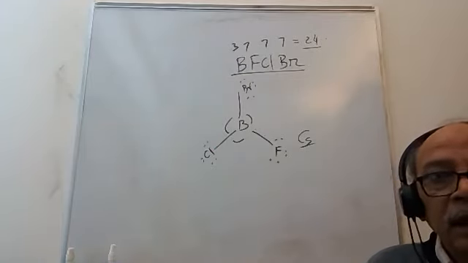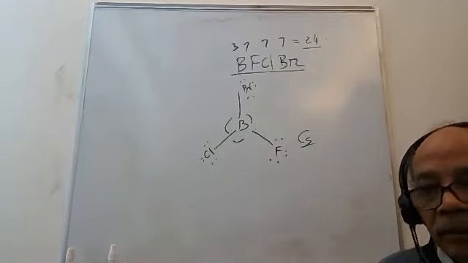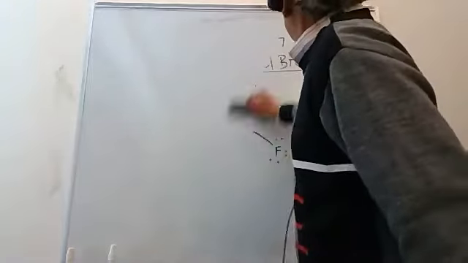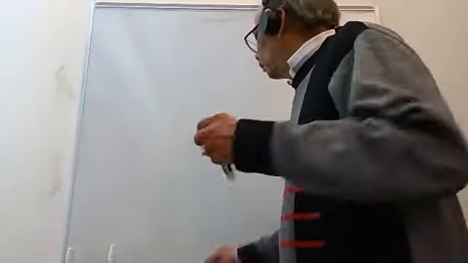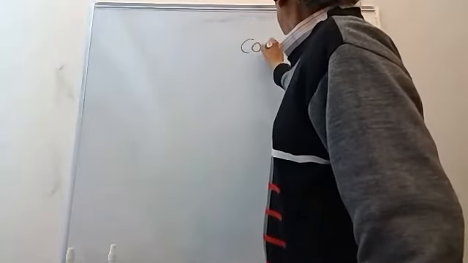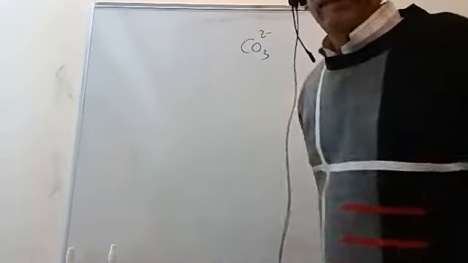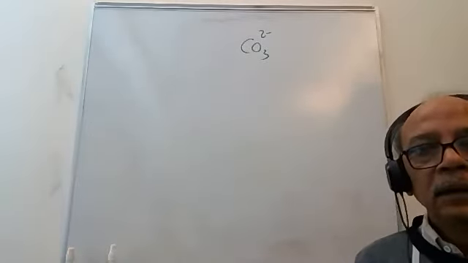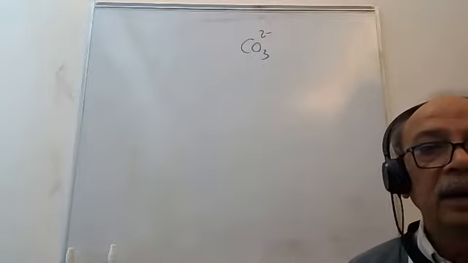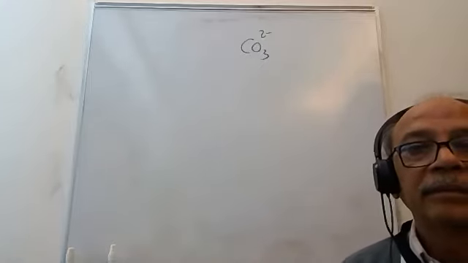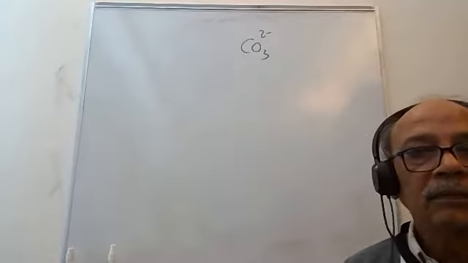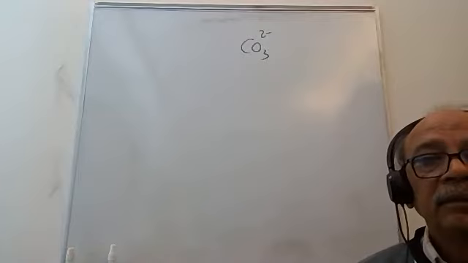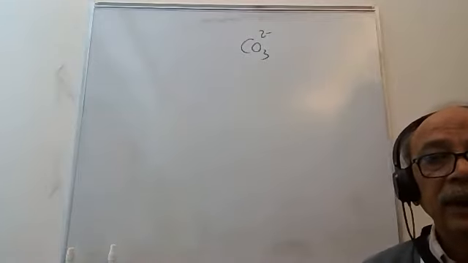Yeah? Let's look at another molecule. You all know this molecule, right? What's it called? Carbonate. How many total valence electrons does this have? 1 carbon, 3 oxygens, and 2 negative charges.